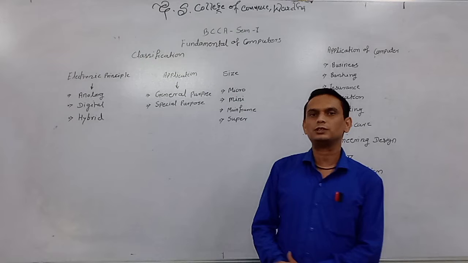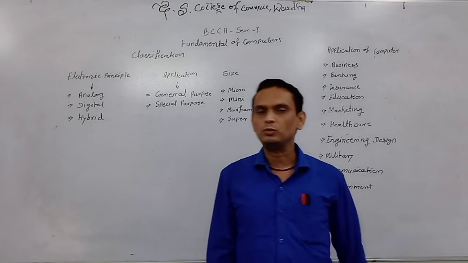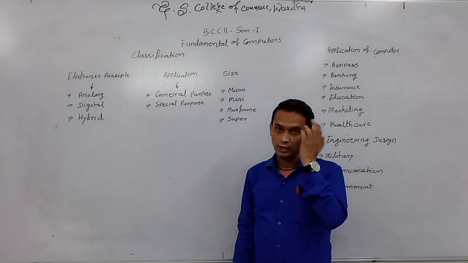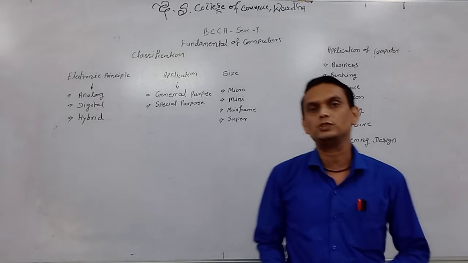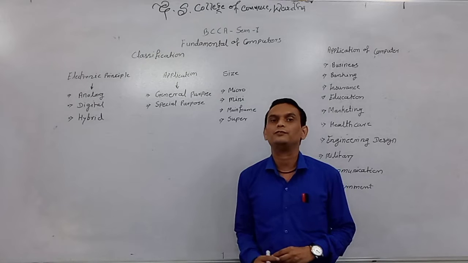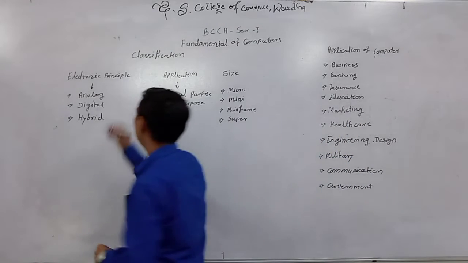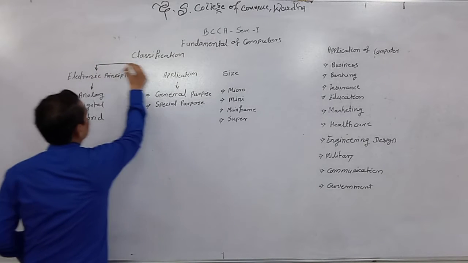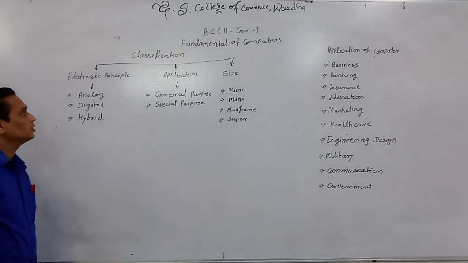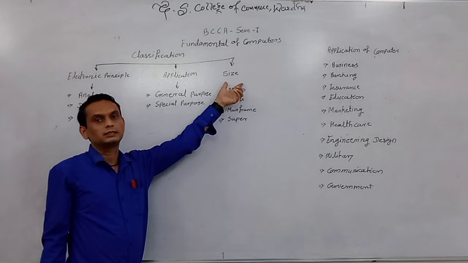In the last session, we discussed the fundamentals of computers, and the chapter was classification of computers. Here, classification means the types of computers which are available in today's era. Computers are always with us, but in different types and shapes. These shapes and types are considered in three categories: number one, electronic principle; second, as per the application; and third, size.